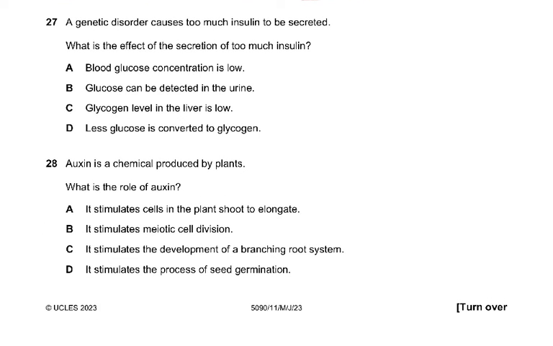Question number 27. A genetic disorder causes too much insulin to be secreted. What is the effect of the secretion of too much insulin? First of all, let's say what does insulin do? Insulin is produced when you eat a lot of sugary foods and your blood glucose level rises. So then it carries away the glucose. The glucose is converted to glycogen. It removes the glucose from the blood and it is converted to glycogen. Now, what is the effect of the secretion of too much insulin? Blood glucose concentration is low because the glucose is being converted to glycogen at all times. So that is why the answer is A.